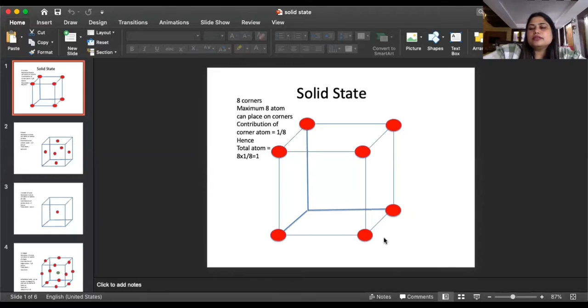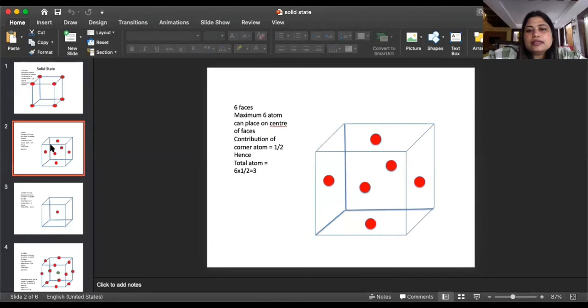We can say this is the very simple unit cell, simple cubic or simple primitive. It has 8 corners. We can place 8 atoms on the corners because one cube contains 8 corners. And in the second slide you are watching, this is the 6 atoms placed at the center of the face. Each face center contains 1 atom. And you can see this is the place of the atom at the center of the face, and the contribution is 1 by 2 because one face is shared by another unit cell.